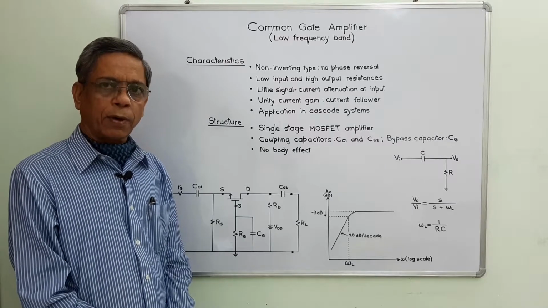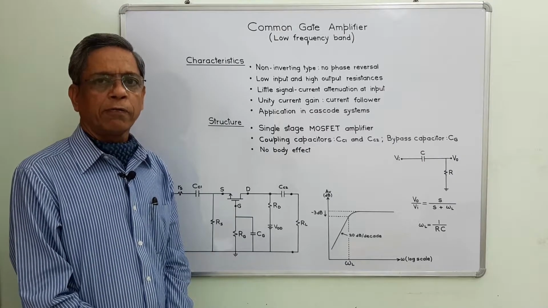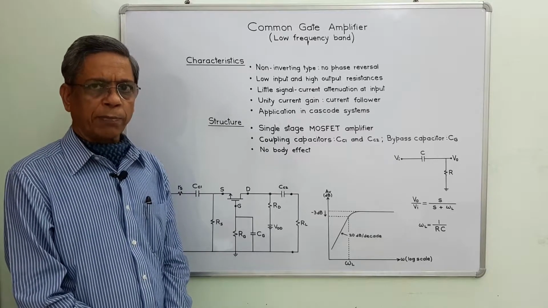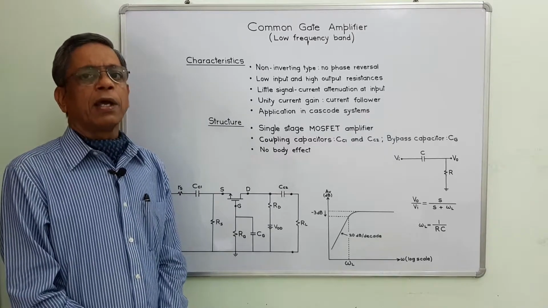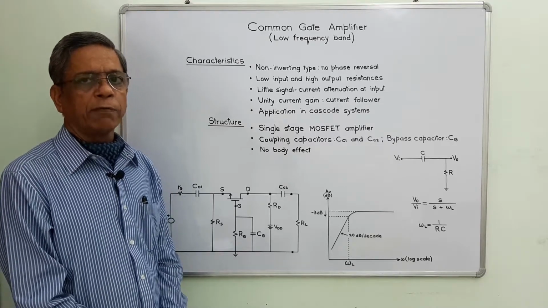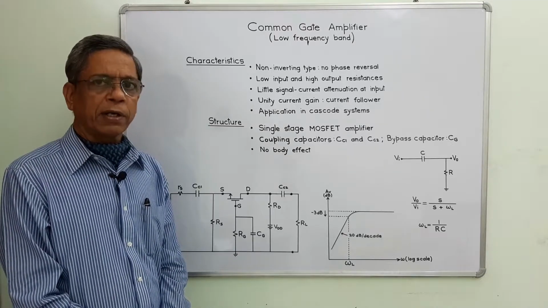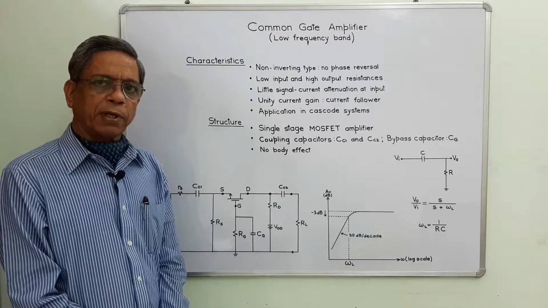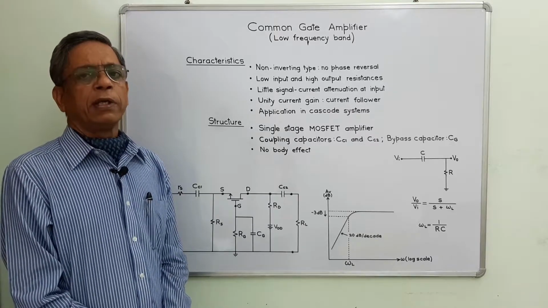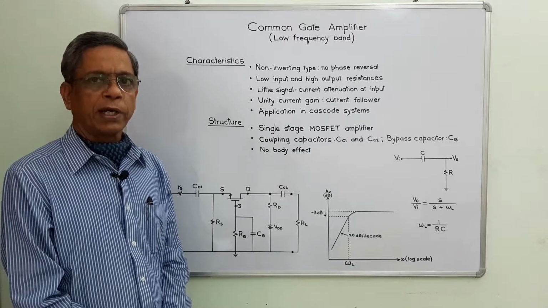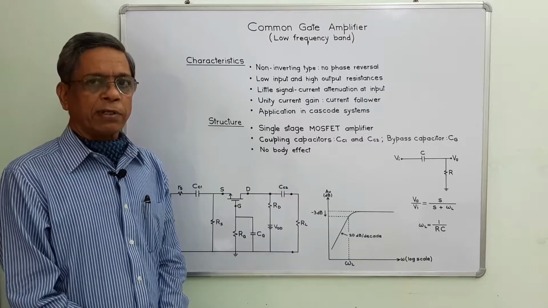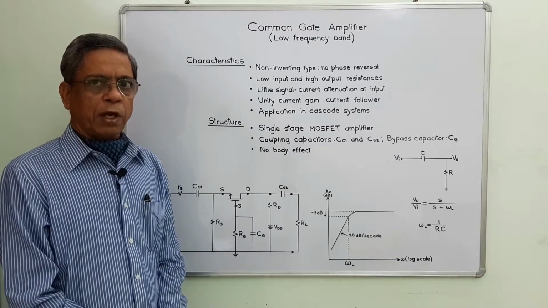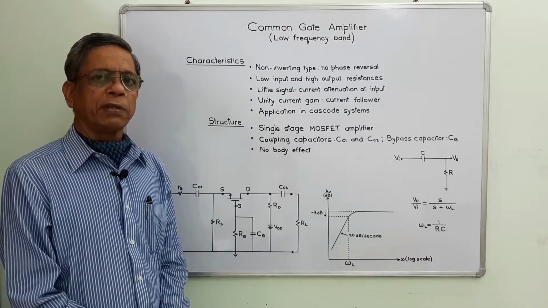This lecture is all about common gate amplifier working at low frequency band. I'll explain the performance of common gate amplifier at low frequency band and will derive the expression for lower 3 dB frequency for common gate amplifier at low frequency band. I refer my earlier lecture number 12 for the development of a small signal equivalent circuit for common gate amplifier at mid frequency band and for the derivation of overall voltage gain of common gate amplifier at mid frequency band.